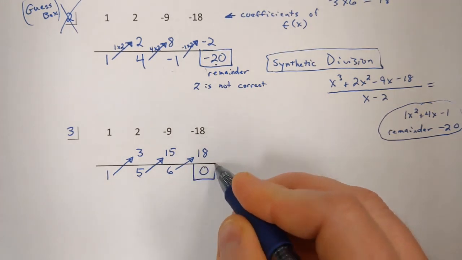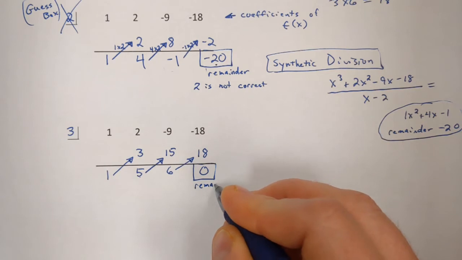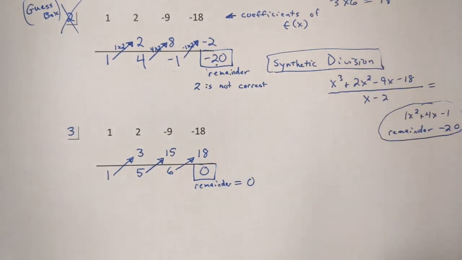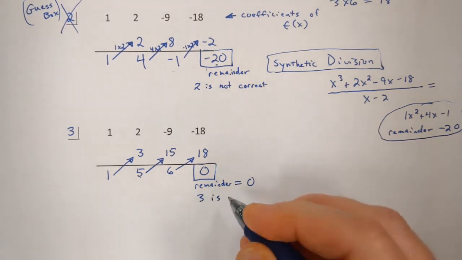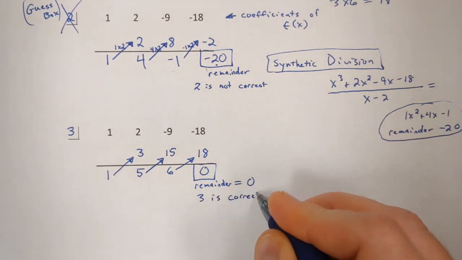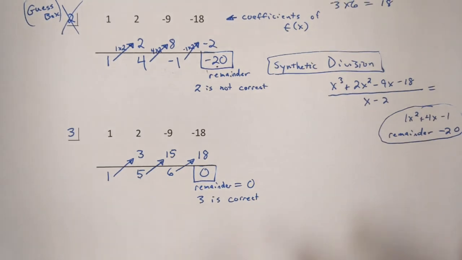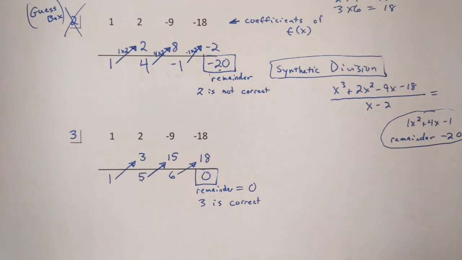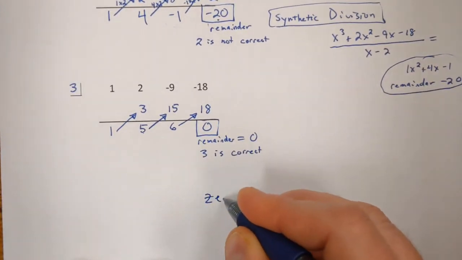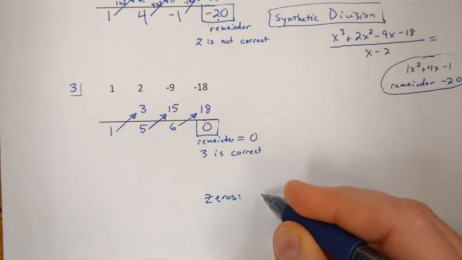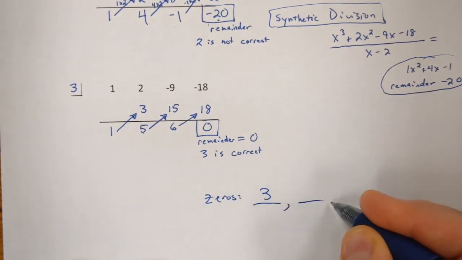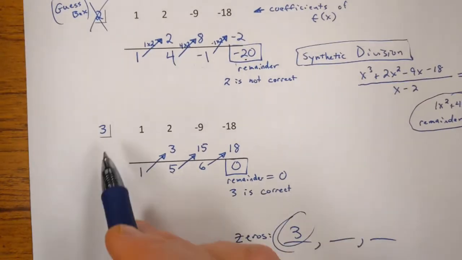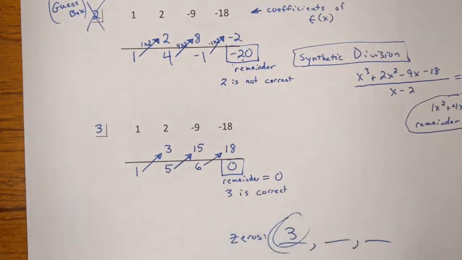Now here, I do get a remainder equals 0. That's a great thing. This means 3 is correct. 3 is a 0. 3 is one of my answers. Okay? And not only that, I can right off the bat, as I make my list of zeros here, there's going to be 3 zeros. I have to find these 3 numbers here. Well, I found the first one. The first answer is 3 because it worked in the synthetic division.